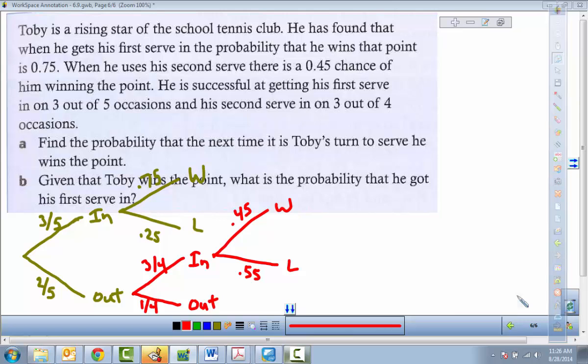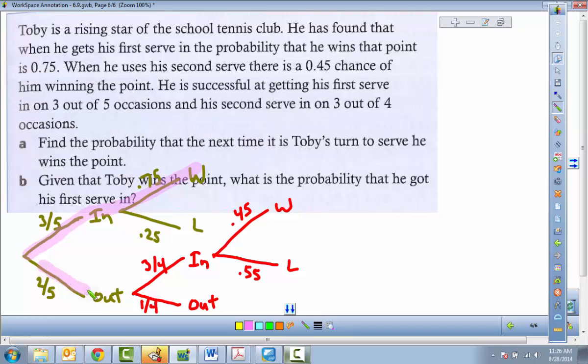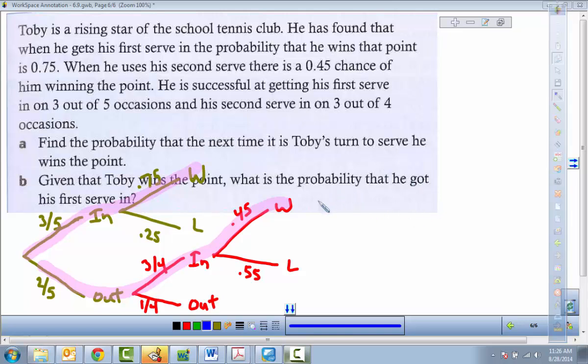We want to find some probabilities now. Find the probability that the next time it is Toby's turn to serve, he wins the point. So this is a combination of two things. That's a combination of that branch and that branch, because on both of those branches he wins. So this probability will be 3/5 times 0.75 plus 2/5 times 3/4 times 0.45, which is equal to 0.585.